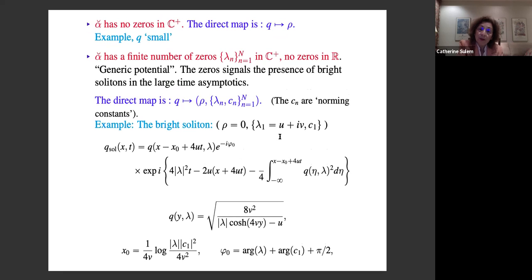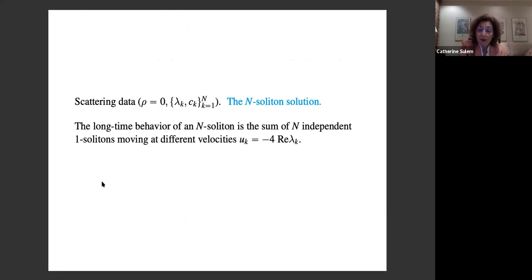In particular, the real part of lambda 1 is related to the velocity. So the velocity is minus 4 times the real part. And all the other coefficients appear here. This soliton is exactly the same soliton as I showed before. You see here. And then, well, there is also the notion of n-soliton. So n-soliton is not so easy to write in physical variables, but in terms of scattering data, it's again reflectionless and a finite number of scattering coefficients here.